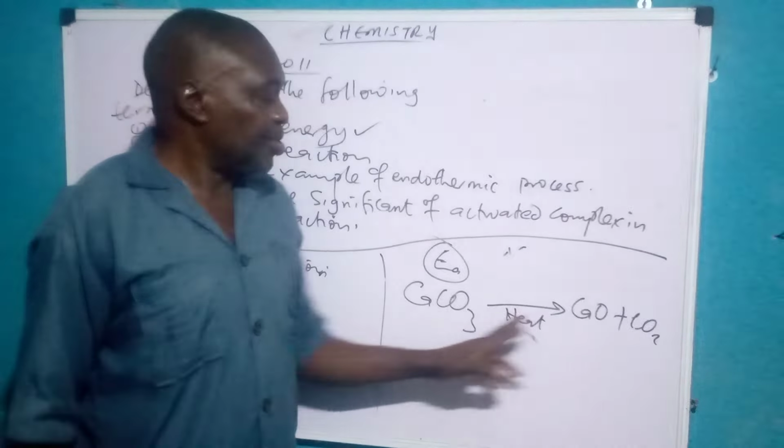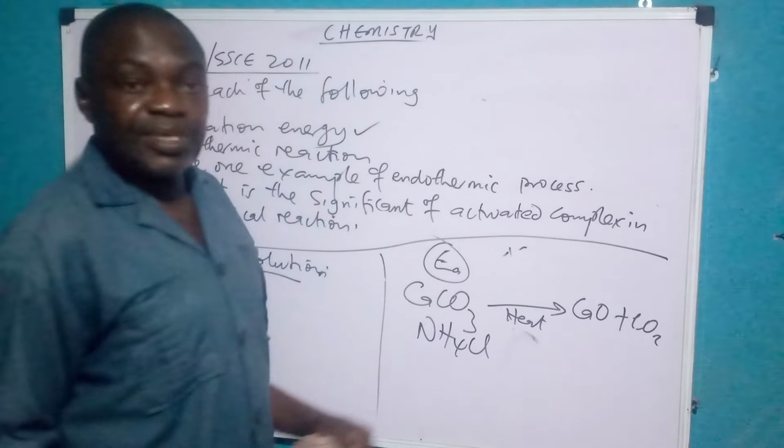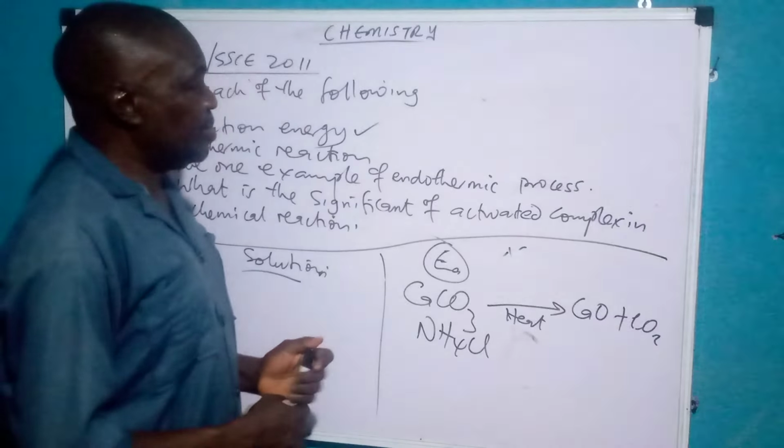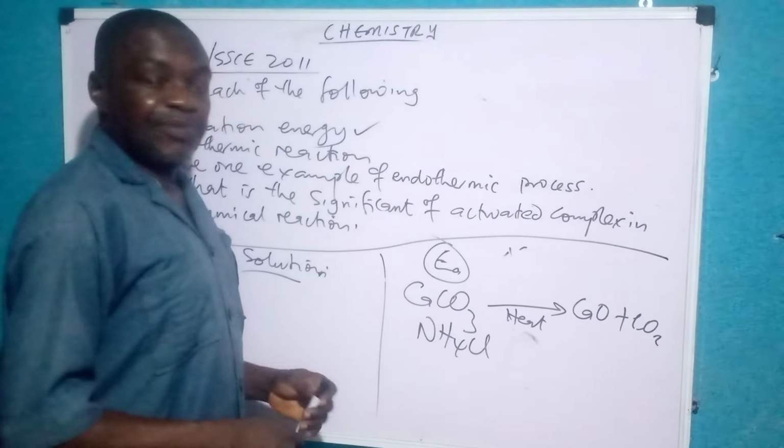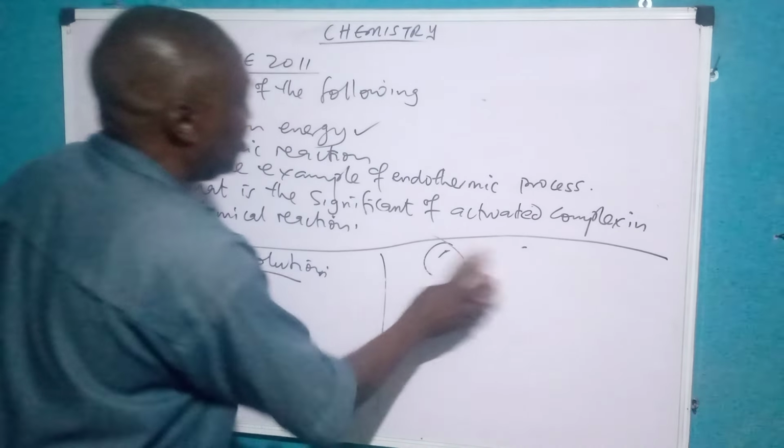That's an example. Another example is the dissolution of ammonium chloride in water. NH4Cl, we dissolve it in water. You see the reaction vessel appears to be very cold, because it is absorbing heat from the environment. So these are some examples. You can get other examples from your books.